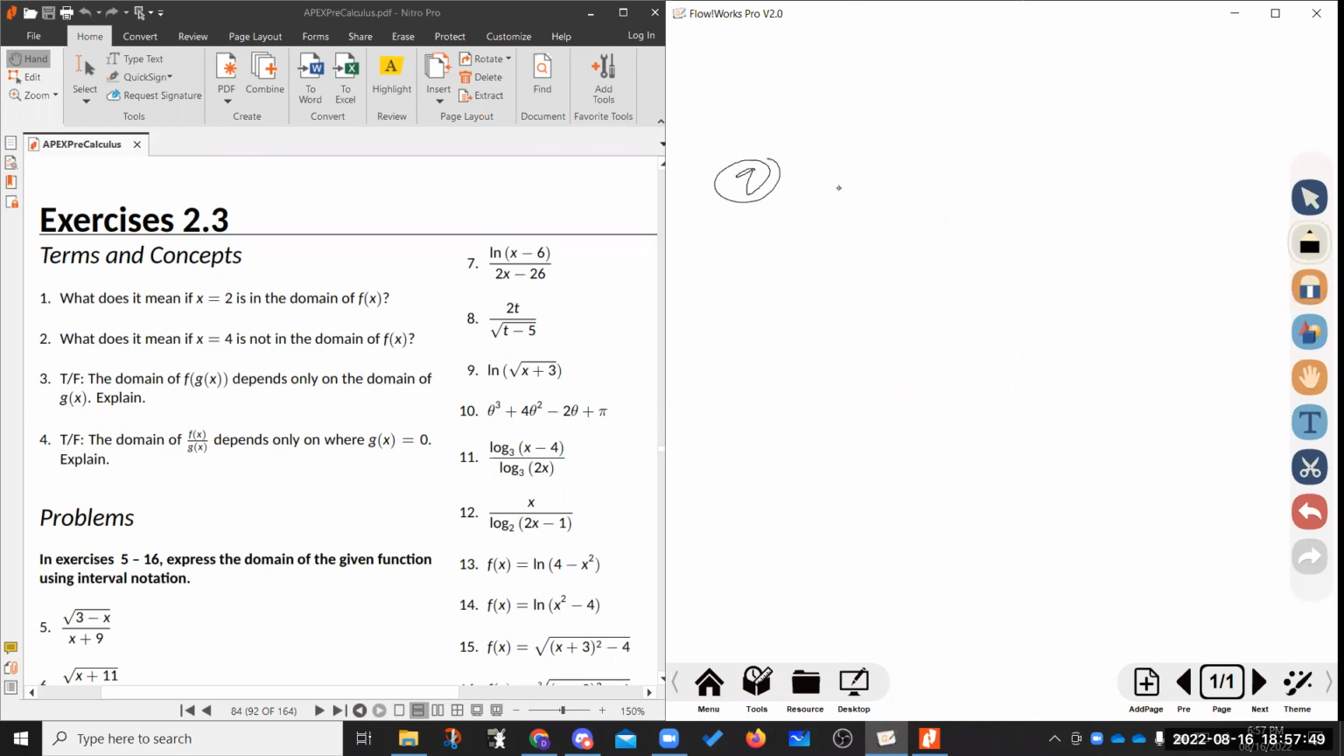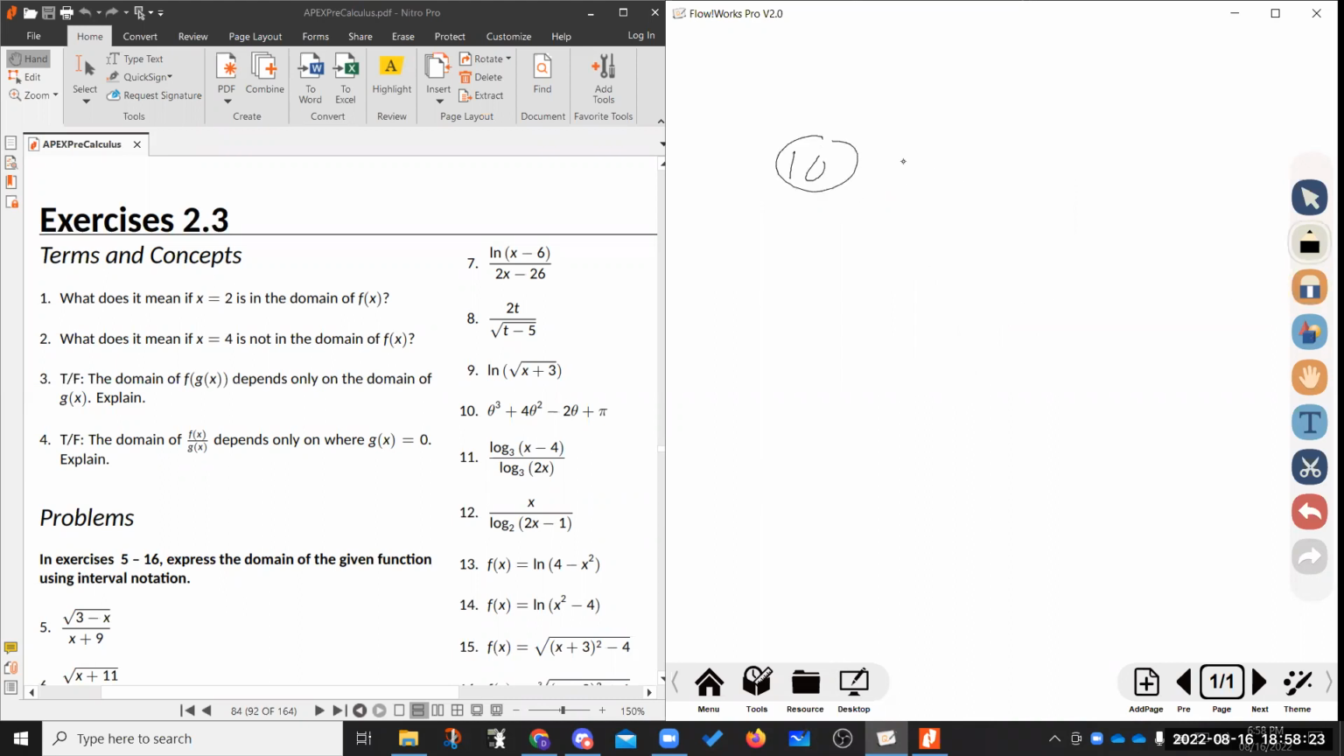9, natural log of the square root of x plus 3. So let's start off with the fact that x plus 3 has to be greater than or equal to 0, but I'm not allowed to have 0 inside of a log. So x plus 3 has to be greater than 0. So x has to be greater than -3. So we get -3 to infinity.